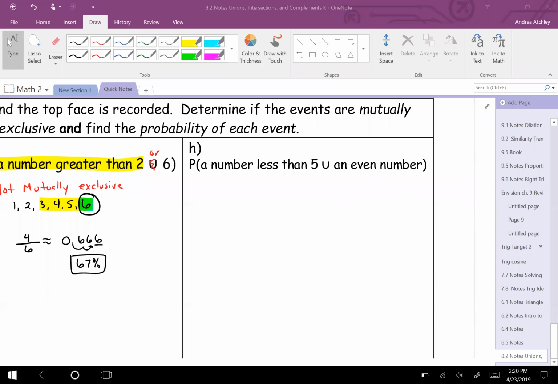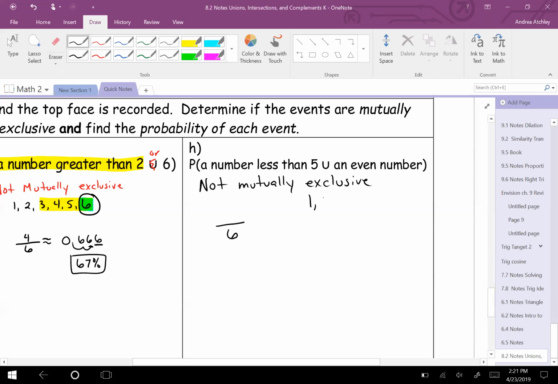Okay, Sam, was H mutually exclusive or not mutually exclusive? Very good. Okay. Adrian, what did you get for your probability? How many numbers were less than 5 or an even number? 2. Okay, there are a lot of numbers less than 5. There's more than 2. Let's try. We're not going to guess.